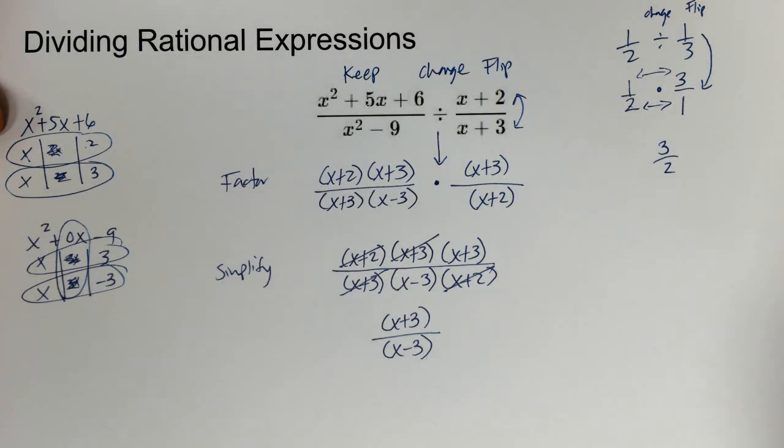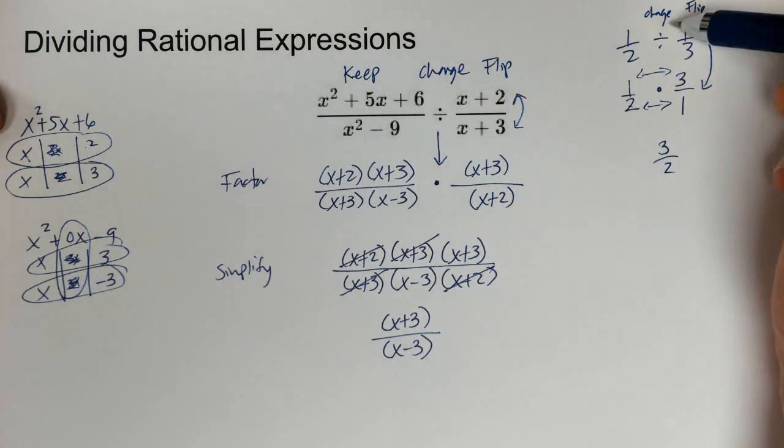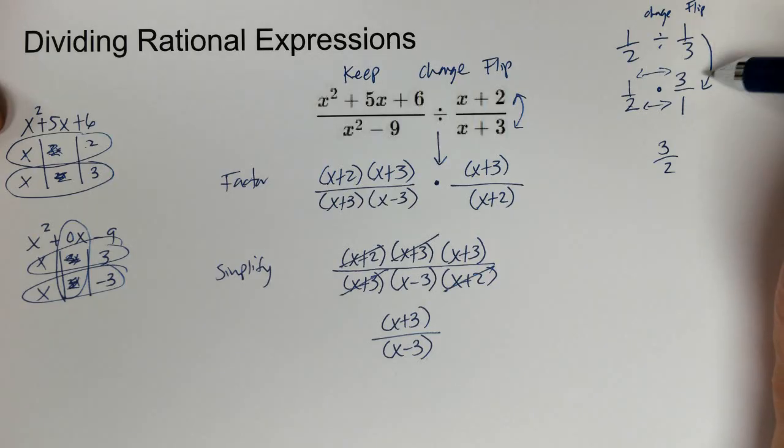So division is really just multiplication. If you change the sign, you have to flip the fraction. And then you can just multiply sideways like we did before.